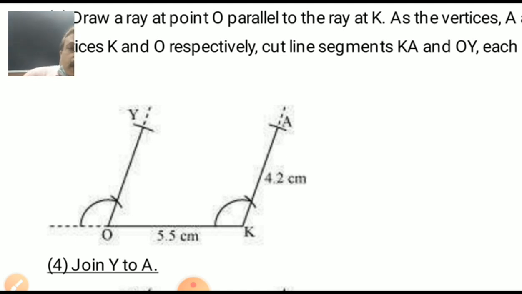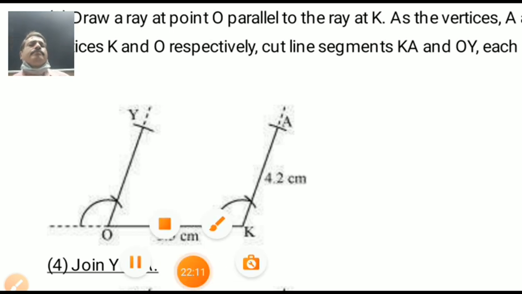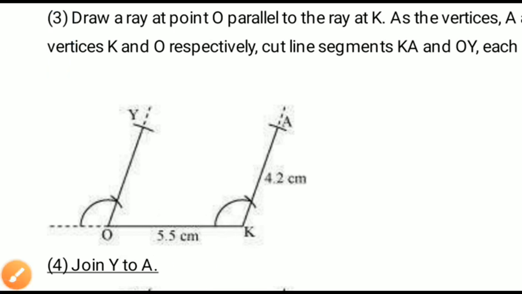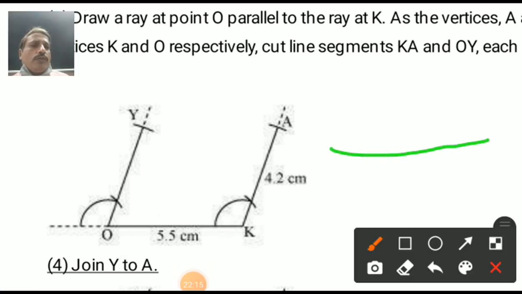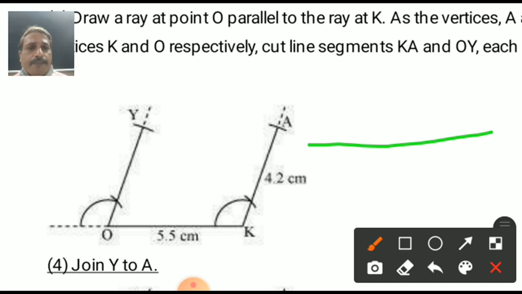Okay, still some students have a doubt about how this K and O are obtained. See student, first of all draw a line. My line is not straight. Want to get a straight line? Yes. Chalo, let's make a straight line, beta. Give the names O and K. What is the size of this one? 5.5.